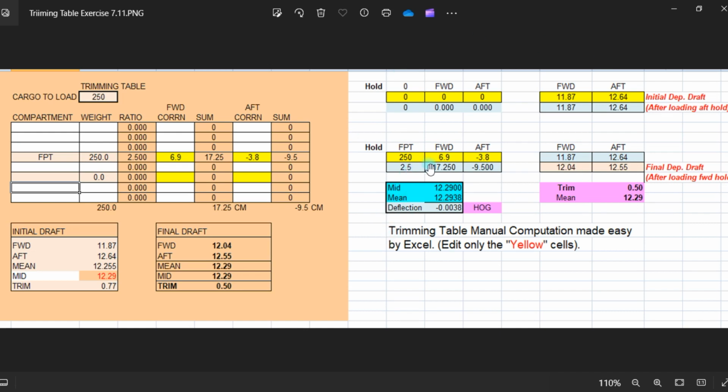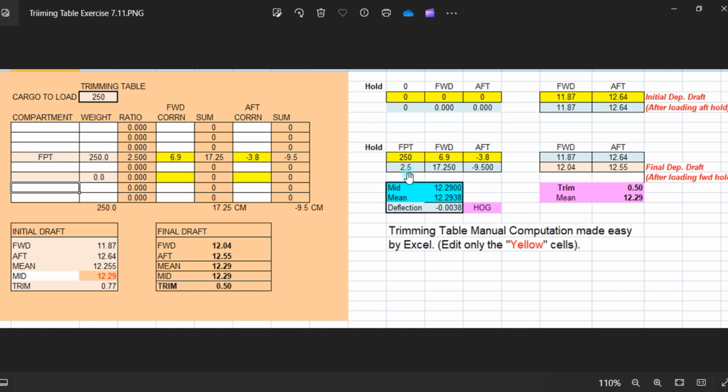Since this one is designed for 2 holes, we will not use this formula. So we retain the forward drop of 11.87 and updraft of 12.64, which is the initial drop. Then in the second solution, you put your perfect tank value of 250 tons. So 250 divided by 100 will be 2.5, which is this one.